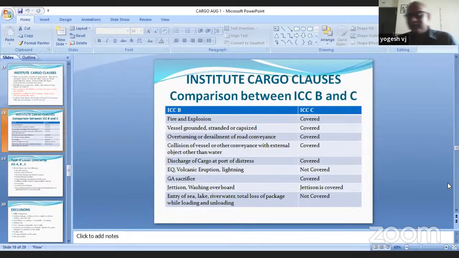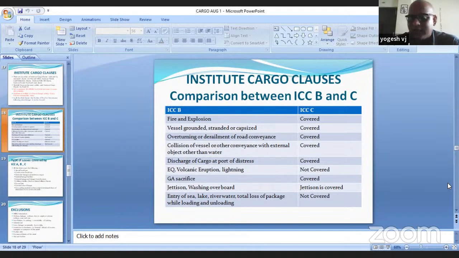Now, let us compare ICCB and ICCC. You do not have to buy heart anything. जो ICCB में covered है, ICCC में जो covered है ना, वो ICCB में तो covered है ही. But apart from that, there is something additional in ICCB. So let us take fire and explosion. It is covered in ICCC as well as in B.